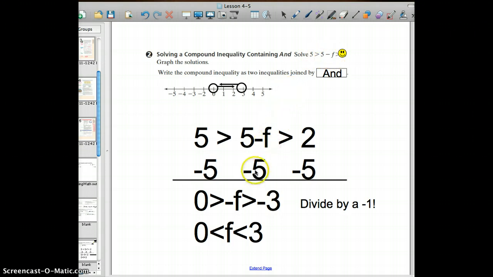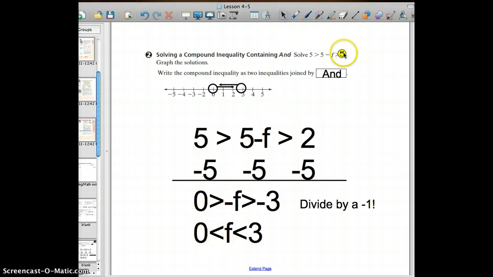So how would you solve that? Well, first we would subtract 5 from both sides, and we'd be left with 0 over here. Don't forget, 0 is an answer. And we're left with 0 is greater than negative f. Well, we want to find out what f equals, so we then have to divide by a -1. Remember what happens when we divide by a negative? We have to flip our inequality symbol. So we flip our inequality symbol, and then we get f is greater than 0.